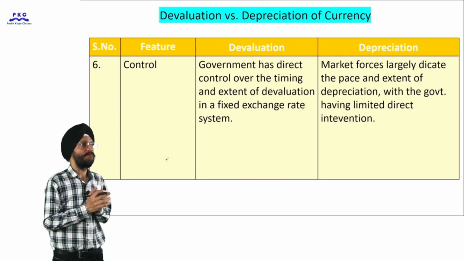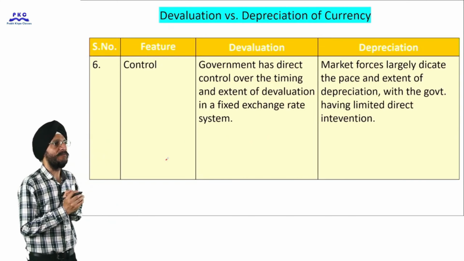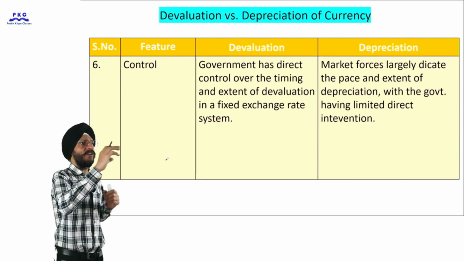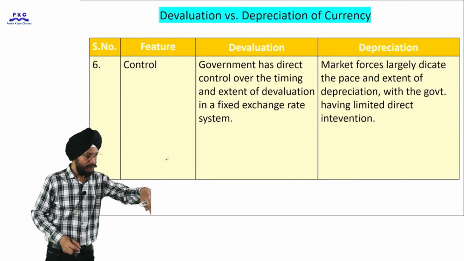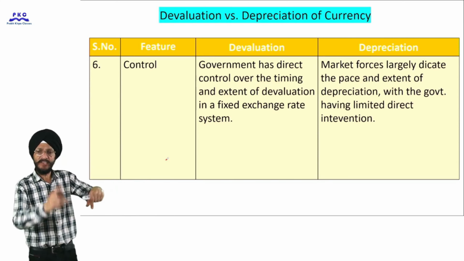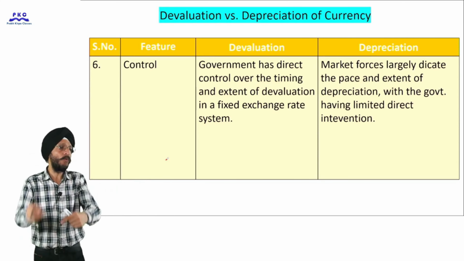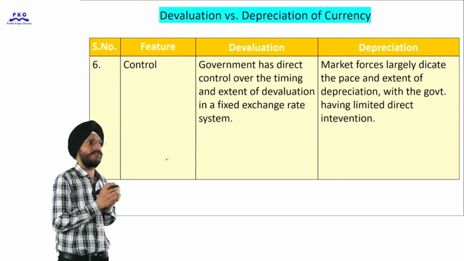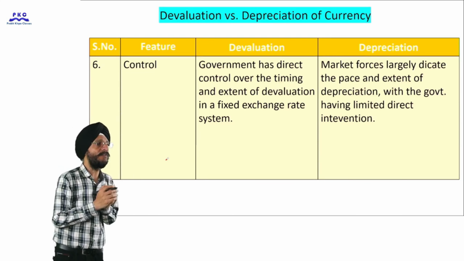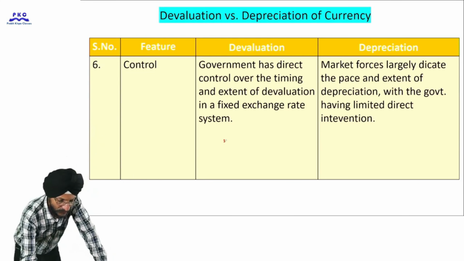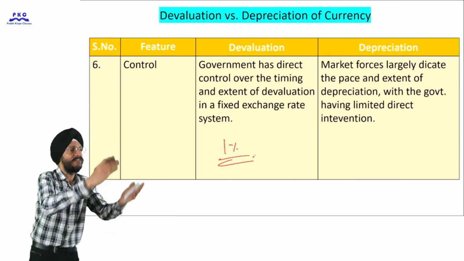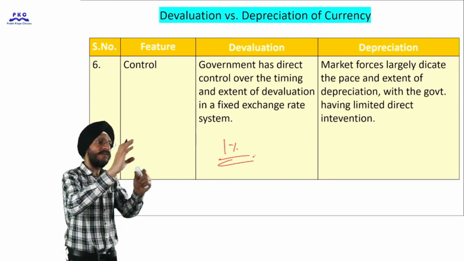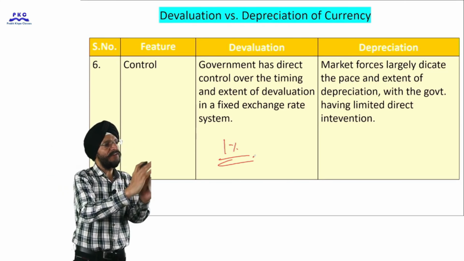Next is control. In the case of devaluation, the government has direct control over the timing. It may decide that it will devalue its currency tomorrow or next week or on a particular date. The government decides what is the timing of devaluation and what is the extent of devaluation, whether it wants a 1% reduction, 2%, 3%. The government decides the timing and the percentage extent of reduction in the value of the currency.